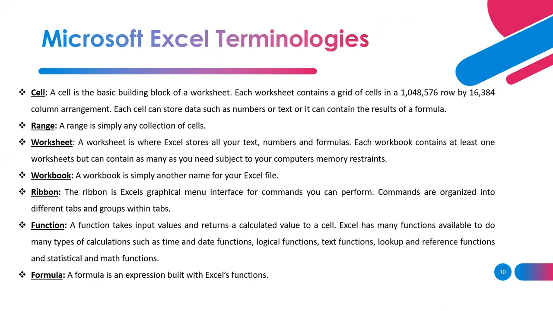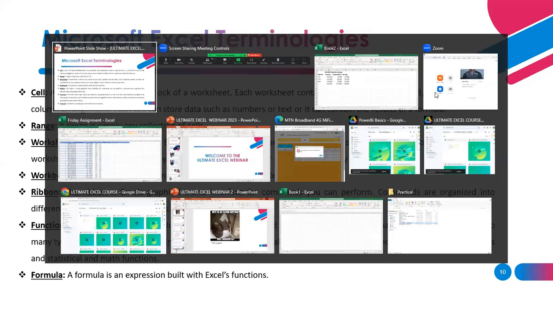The basic terminologies of Excel, the things that you always come across in Excel. So we have a cell, and I have explained a cell. A cell is the building block of a worksheet, right? Each worksheet contains a grid of 1,048,576 rows and 16,384 columns. Since rows are usually identified by numbers, let's check if it's up to 1 million.